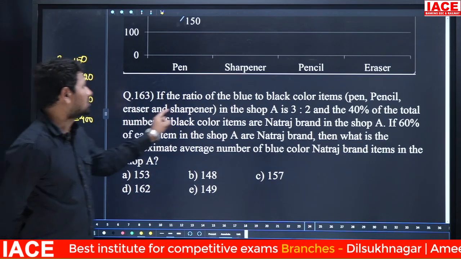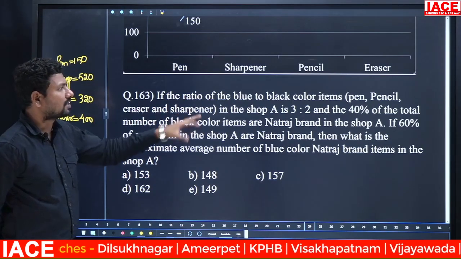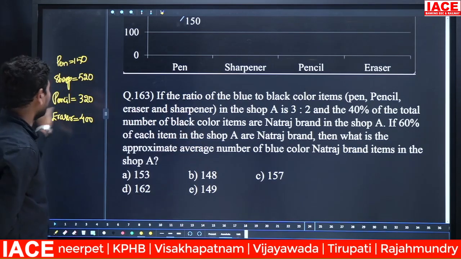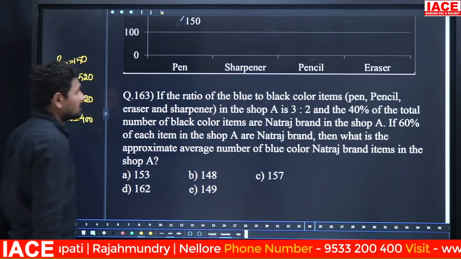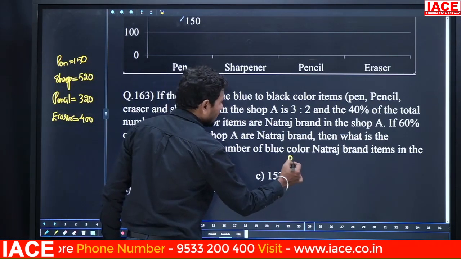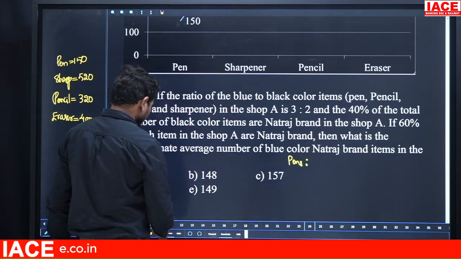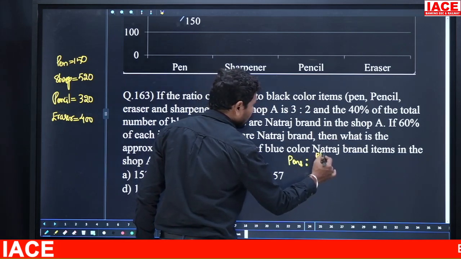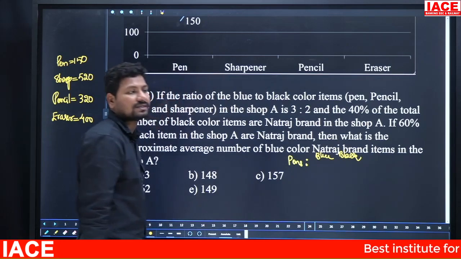Look at, if the ratio of the blue to black color items, pen, pencil, eraser and sharpener in the shop A is 3:2. Okay, everything is distributed like 3:2. Now look at pens. Now we can separate pens. In pens we can write blue color and black color. Blue and black. First one is blue, second one is black.